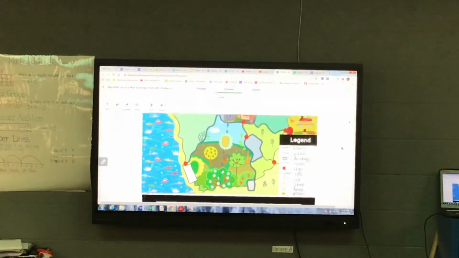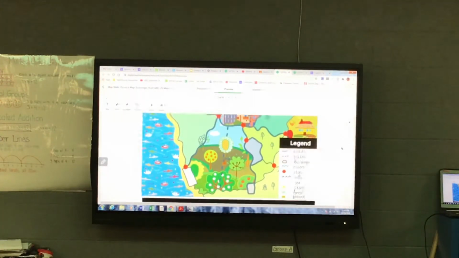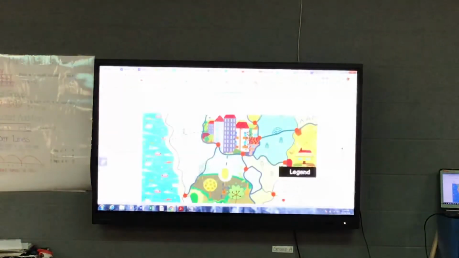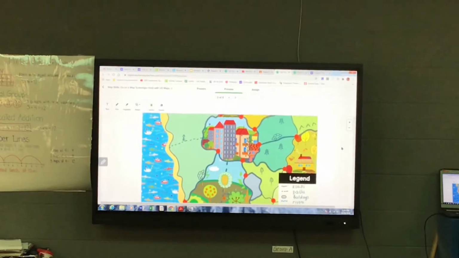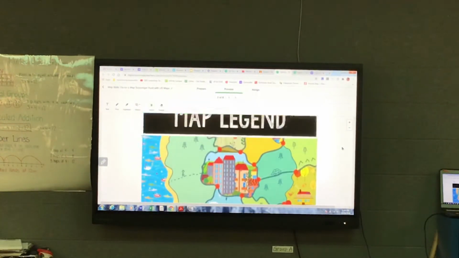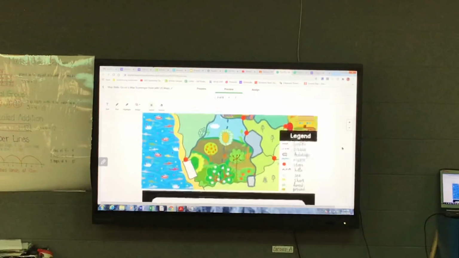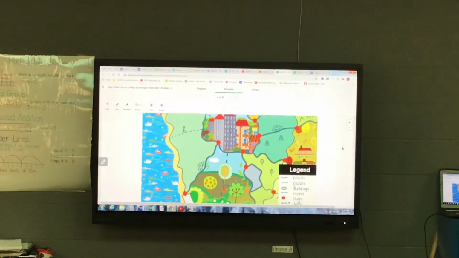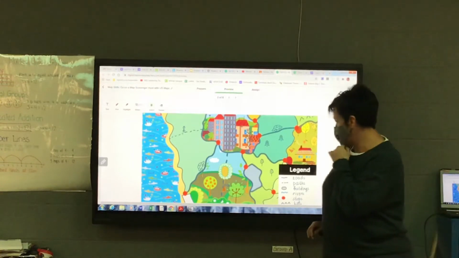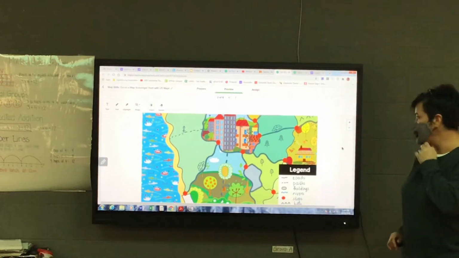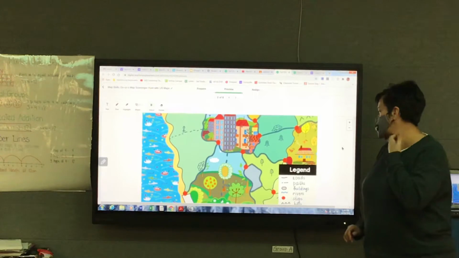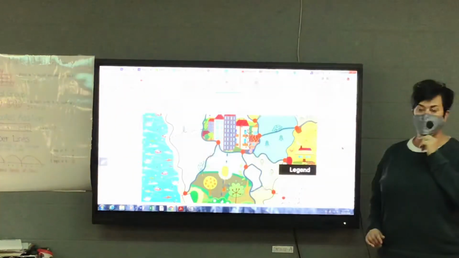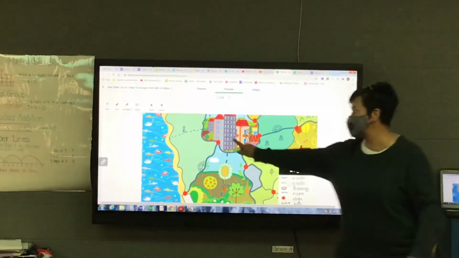So, going back to our map, is there a river? No. I'm not seeing one either. Is there a road? Yes. Is there more than one road? Yes. Is this a road? No.